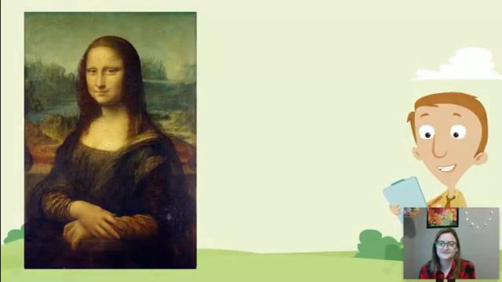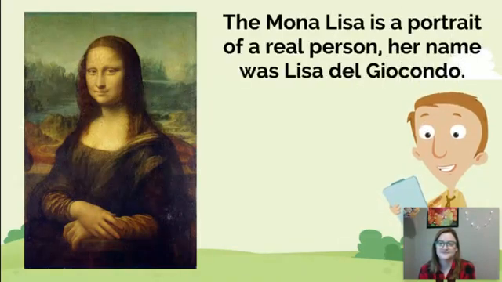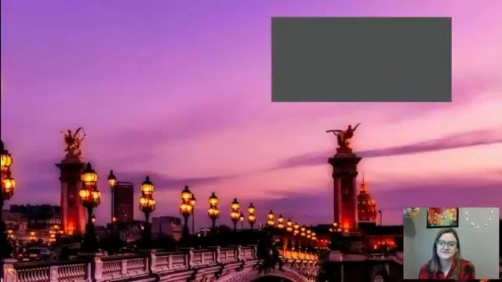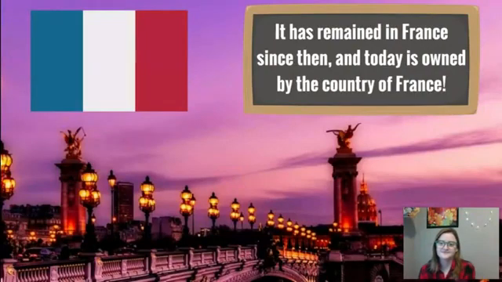Now, you may have guessed this, but the Mona Lisa is a portrait of a real person. Her name was Lisa del Giocondo. Her husband commissioned the painting. Leonardo da Vinci never got paid for the Mona Lisa and didn't finish the painting until years later when he was living in France. It has remained in France since then, and today is owned by the country of France. So the Mona Lisa will never be sold and remains one of the greatest art treasures in the world.